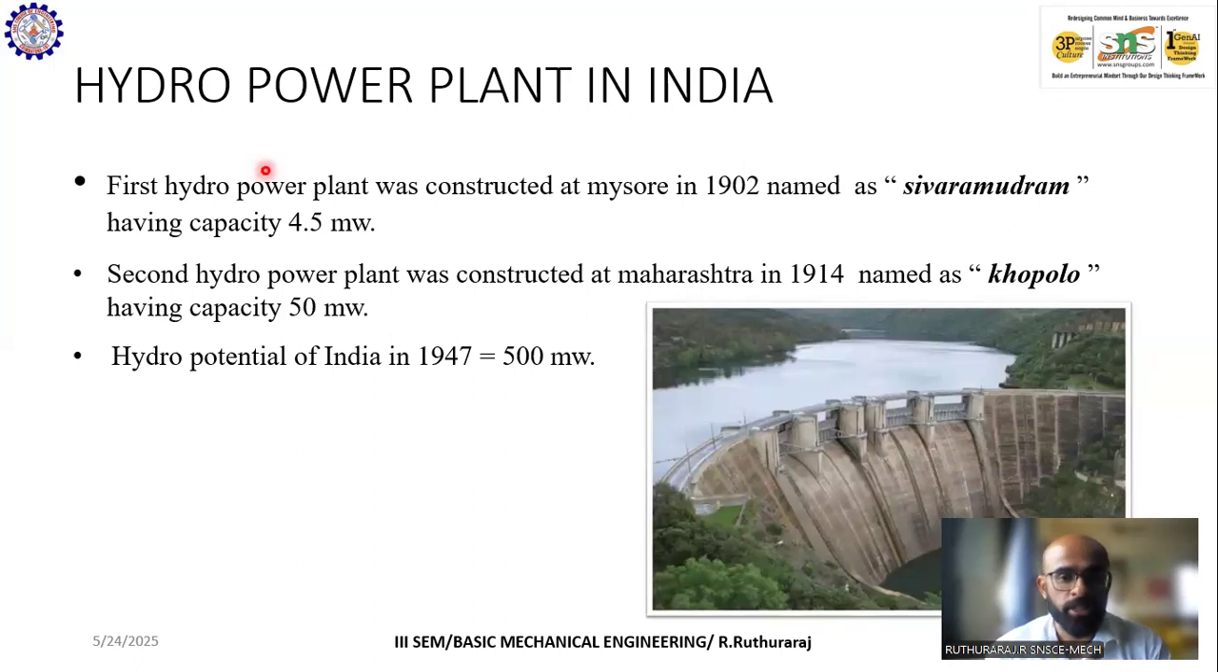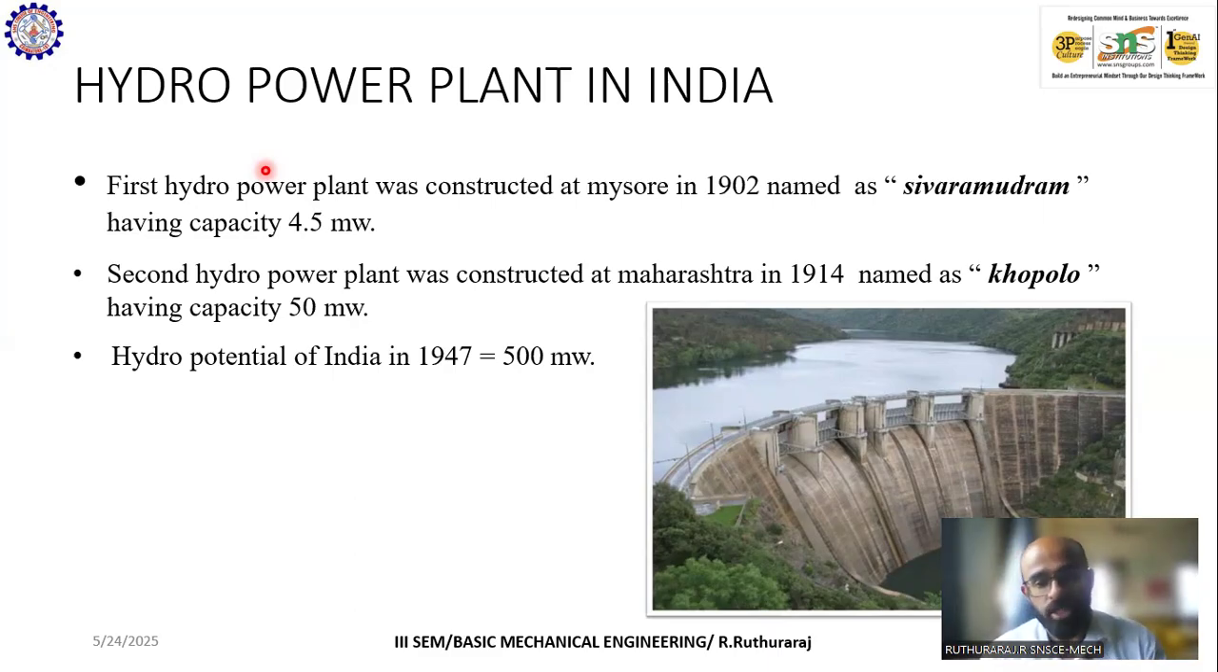The first hydroelectric power plant was constructed in India in 1902. There are various hydroelectric power plants available in India. In Tamil Nadu, various hydroelectric power plants are available. The total hydroelectric potential of India is 500 megawatt, which is very less compared to the capacity of thermal or nuclear power plants.